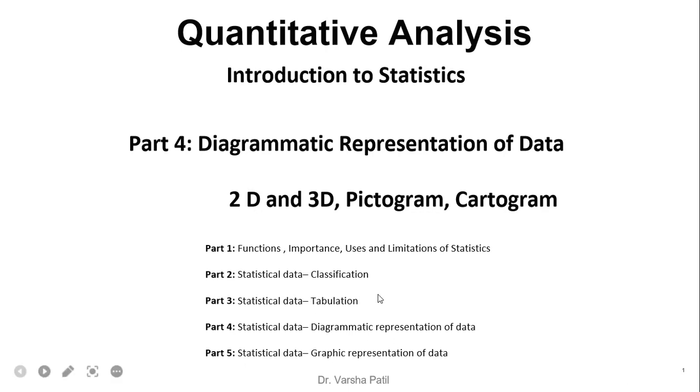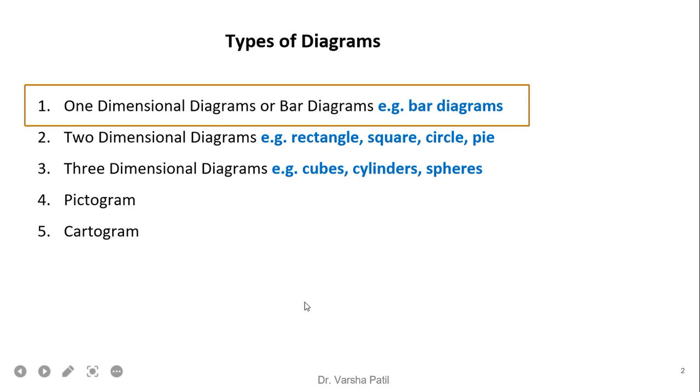Topic of this video is diagrammatic representation of the data for 2D, 3D, pictogram and cartogram. Types of diagram: one-dimensional diagram, that is bar diagram; two-dimensional diagram, that is rectangle, square, circle, pie chart, etc. Three-dimensional diagram, which includes cubes, cylinders, spheres, pictogram and cartogram.